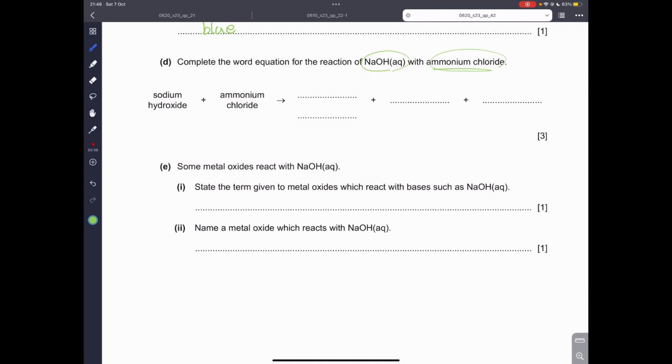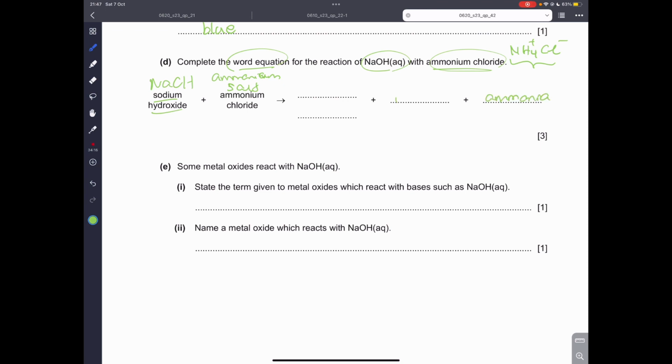Ammonium chloride has the formula NH4Cl. NH4 is plus, Cl is minus. This gives us a formula of NH4Cl. So this is asking for a word equation, so luckily you don't have to balance it or write any state symbols. When we react sodium hydroxide with an ammonium salt, you will always get ammonia as one of its products. So we can write ammonia as one of its products.